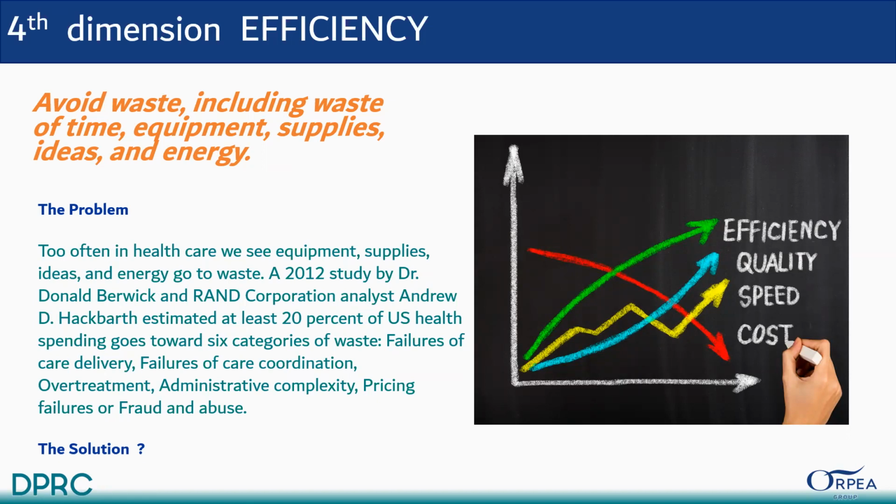A 2012 study by Dr. Donald Berwick and Rand Corporation analyst Andrew D. Hackworth estimated at least 20% of US health spending goes towards six categories of waste: failure of care delivery, failure of care coordination, overtreatment, administrative complexity, pricing failures, or fraud and abuse. So the solution is that using the resources in an appropriate way will always help us to avoid wastage.